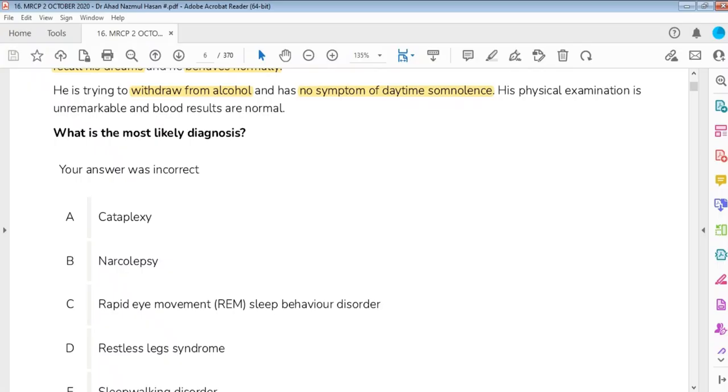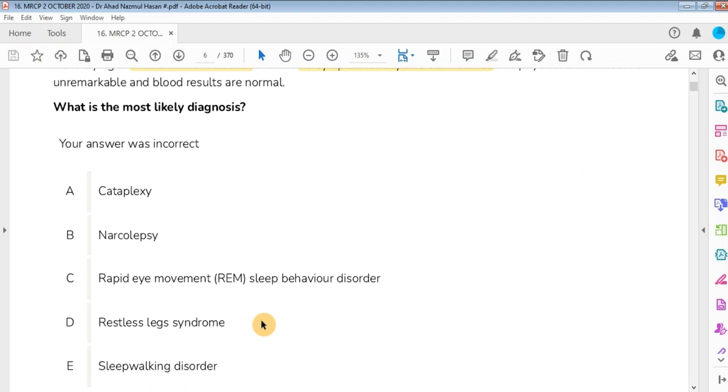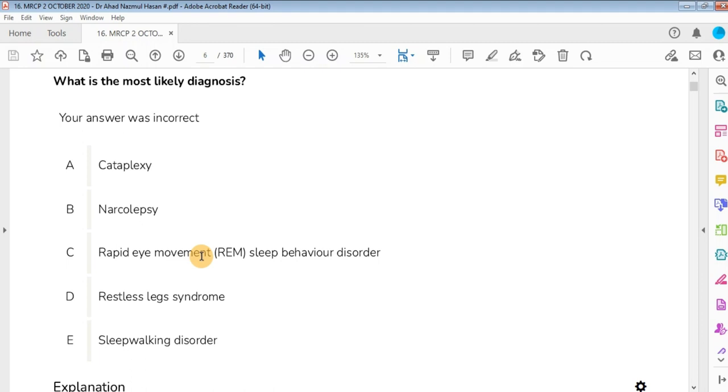And in case of restless legs, the patient will have an uncontrollable or irresistible urge to move his legs, which usually occurs during the night time, and this is often associated with iron deficiency anemia as well as CKD or renal impairment. And the choice of treatment should be a dopamine receptor agonist, ropinirole. And sleepwalking disorder arises during the non-rapid eye movement sleep pattern. It's not in case of REM. So these features are suggestive of rapid eye movement sleep behavior disorder.